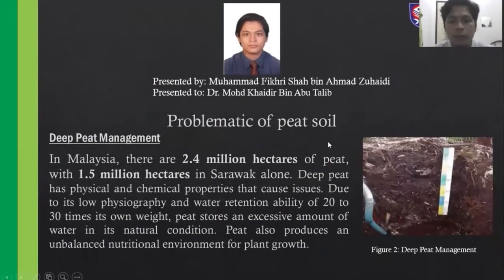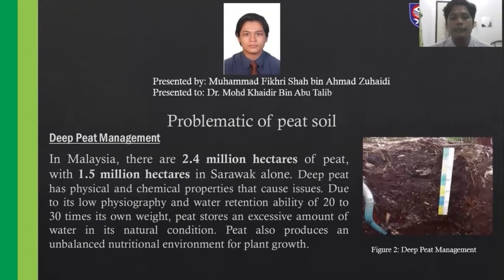Next is the problem of peat soil. The problem is deep peat management, as you can see in figure 2. In Malaysia, there are 2.4 million hectares of peat, with 1.5 million hectares in Sarawak alone. Deep peat has physical and chemical properties that cause issues due to its low physiography and its water retention ability of 20 to 30 times its own weight.